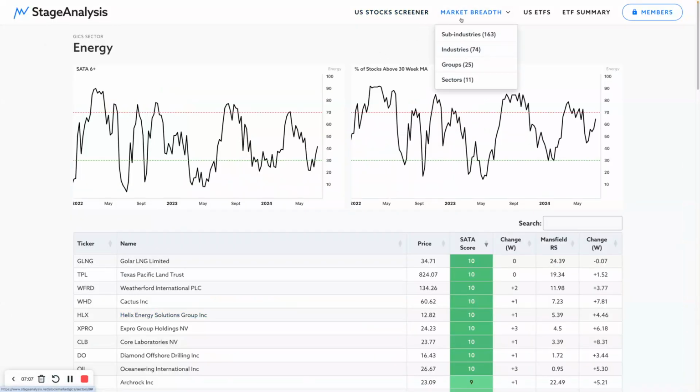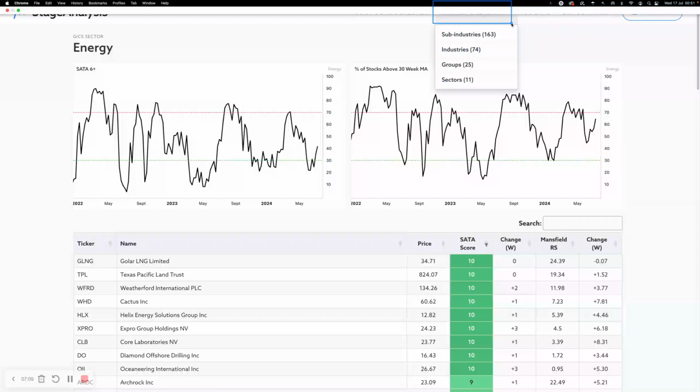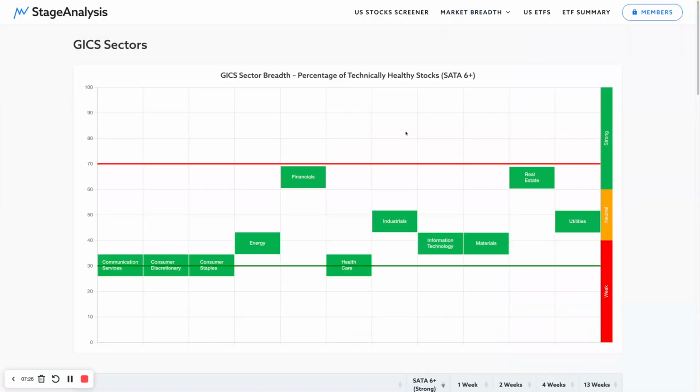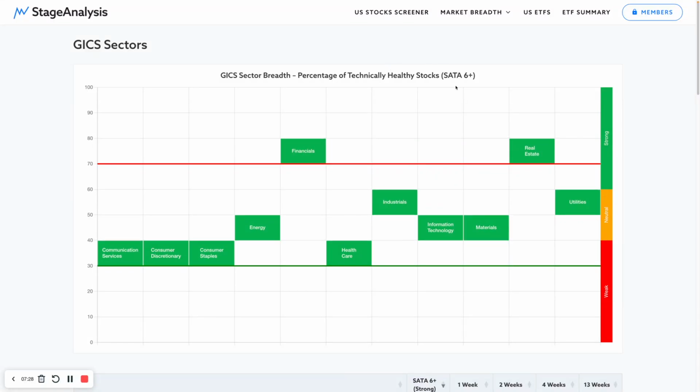So this is added up here in the market breadth section, up there. So if you hover over this or you click on this, it opens the drop down menu. We've now got the sub-industries, industry groups and sectors. So this is the sector page. So click on here, and this is where you come to, and then you can go through to all the individual sector pages.